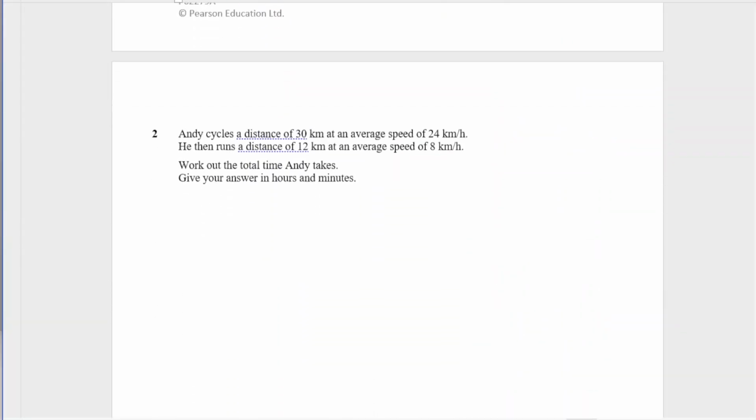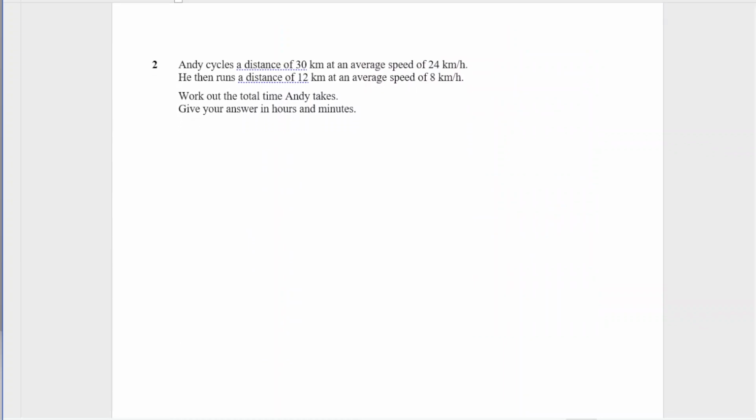Okay, question 2. Andy cycles a distance of 30 kilometers at an average speed of 24 kilometers per hour. He then runs a distance of 12 kilometers at a speed of 8 kilometers per hour. Work out the total time Andy takes, giving your answer in hours and minutes.